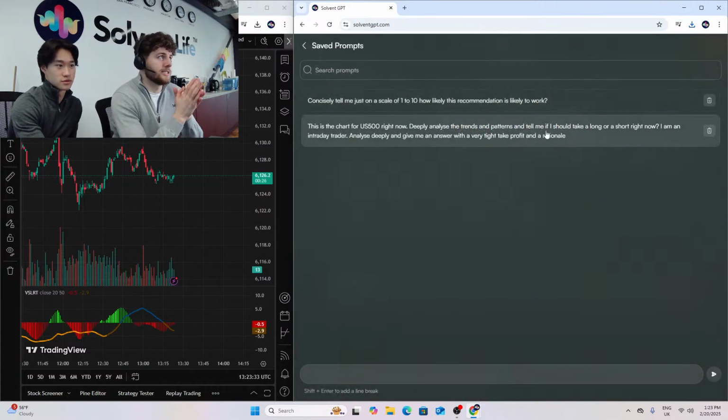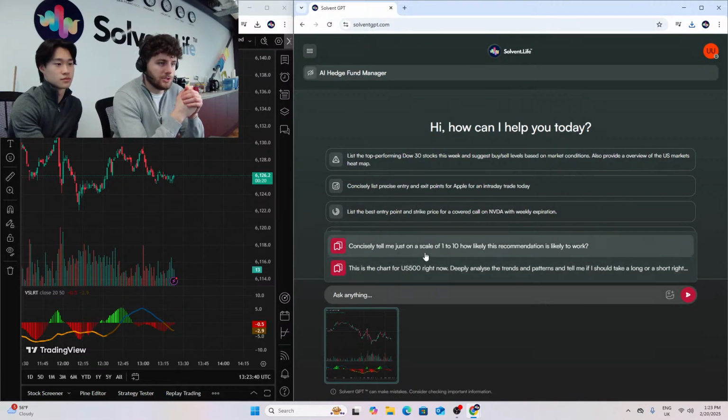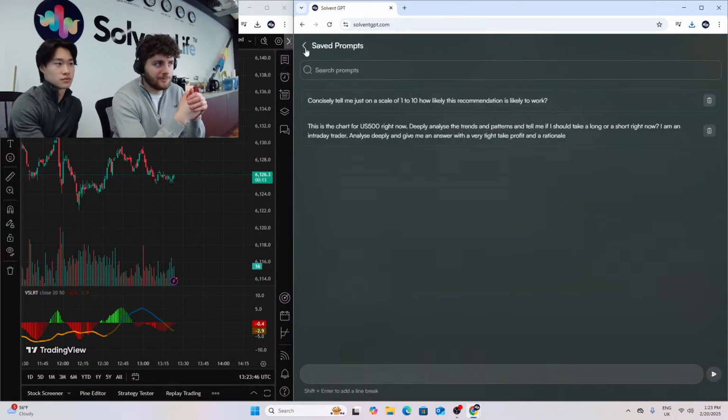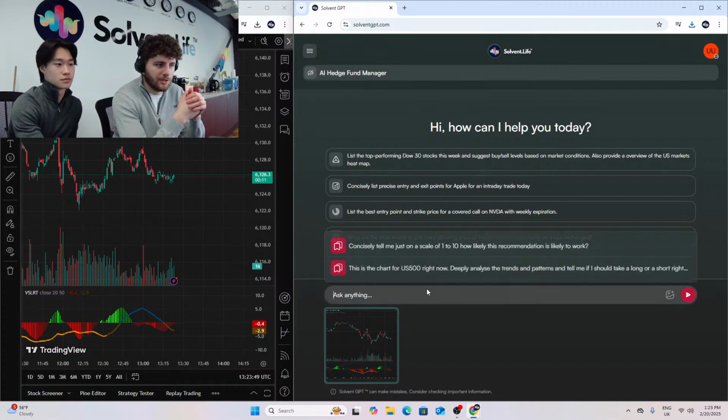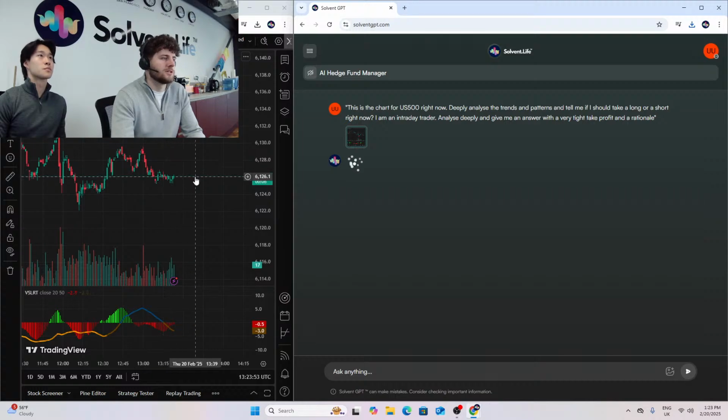It's very easy to save your prompts, as you can see up in the top right-hand corner, just where my profile picture is. All you need to do is click on it and add that prompt in. Now, I think let's take this trade before the image expires. So this is the current chart of the US 500.